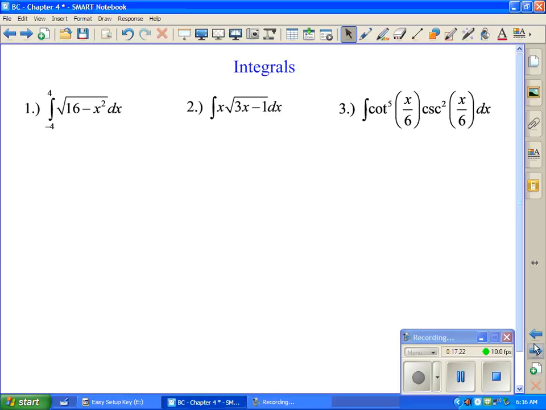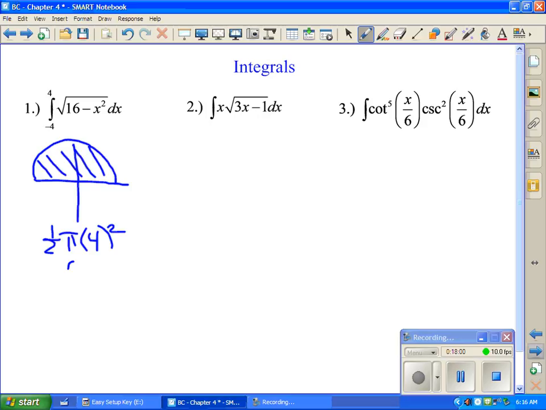So first things first, you want to always remember that an integral represents the area under a function, and that is exactly how we're going to talk about number 1, because the graph of root 16 minus x squared is a semicircle. Square root means that it has to be the positive value. So this one, I want the area between the semicircle and the x-axis between negative 4 and 4. So 1 half pi, 4 squared, or 8 pi, is the answer to the first one.